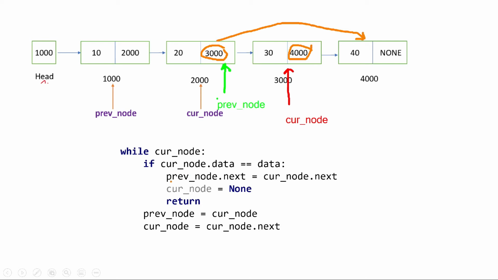So what is the statement here? Prev node dot next is assigned current node dot next. Okay, so we have done this, but we also need to free the memory. We need to delete this node from the memory. For that, you only need to write current node assigns none. If no reference is there in the memory, this node would automatically be deleted by Python's garbage collection. So just assign current node to none and return. Then you do not need to move forward because you have found the first occurrence of your node. So that is how you can delete the element.